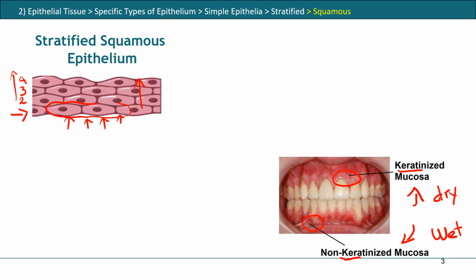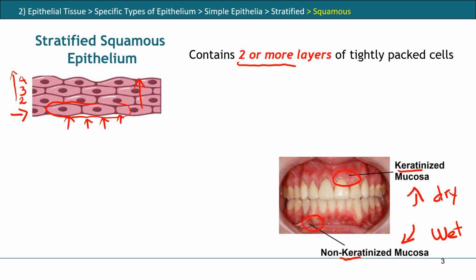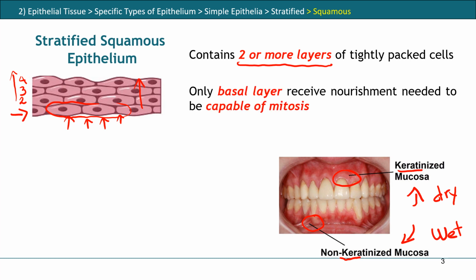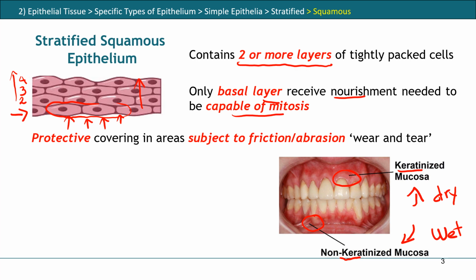So to summarize, I told you that the stratified epithelium, remember, contains 2 or more layers, and I will show you examples of some of them that have many, many layers of tightly packed cells. Remember that only the basal layer receives the nourishment needed to be capable of mitosis, and these layers work as a protective barrier against friction and abrasion, especially the ones that have keratin.